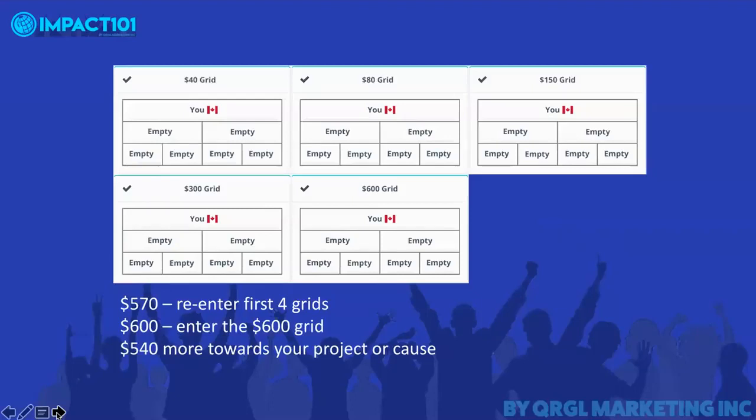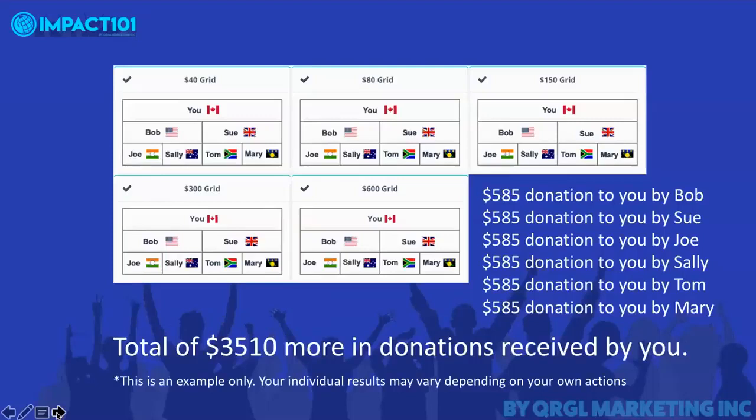Now, as Bob and Sue and Sally and Joe and Tom and Mary help their people with their 2, they're going to do the exact same thing. They'll complete their grids. They'll use the 1,710 they received to re-enter the first 4 grids for 570. They're going to enter the $600 grid, and they're going to put 540 towards whatever they're raising funds for. They're going to each make a donation of $585 to you when they land in your grids. So that means you've just received another $3,510 in donations.